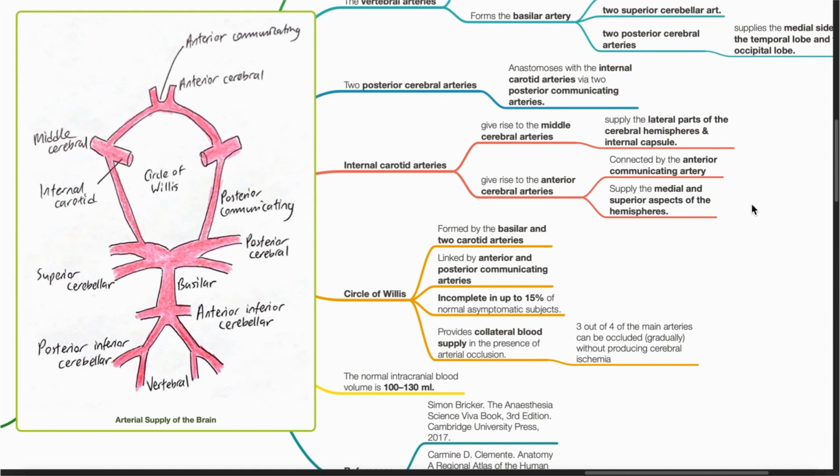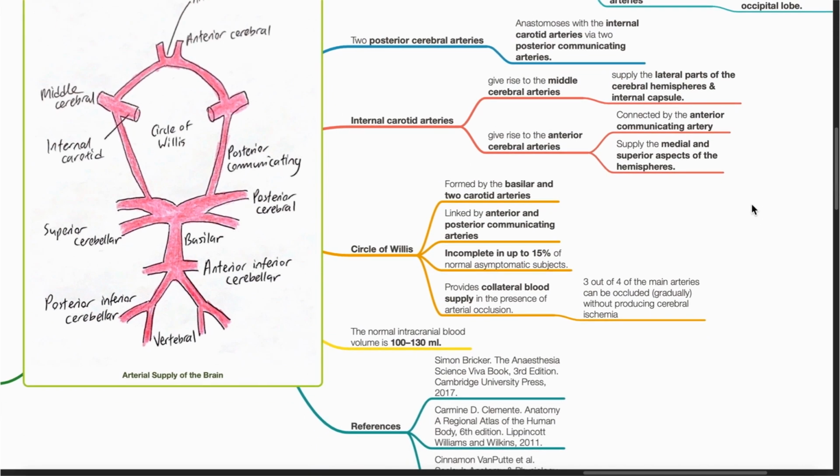The circle of Willis is formed by the basilar and two carotid arteries. They are linked by anterior and posterior communicating arteries. The circle of Willis is incomplete in up to 15% of normal subjects, and the circle of Willis supplies collateral blood supply in the presence of arterial occlusion.